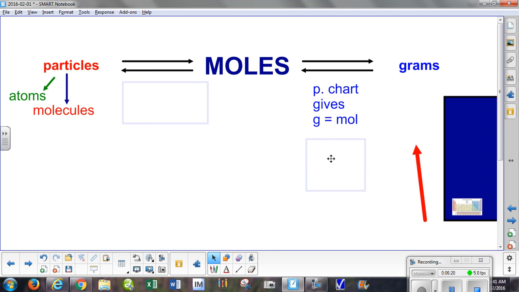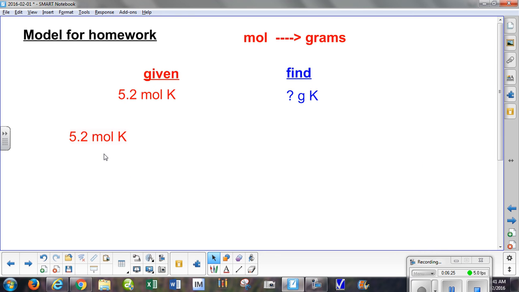Now, tonight's homework, what I want you to do is follow this as a general example of how the homework should be done. And how should the homework be done? Well, very simple. Nothing new here. We have a given and we have a find. And we're converting moles to grams. And fortunately, we're doing it for elements, so that we don't have to worry about adding up the masses to get the molar mass. What we have here from the periodic chart is the grams that equal a mole, and we call that the molar mass.